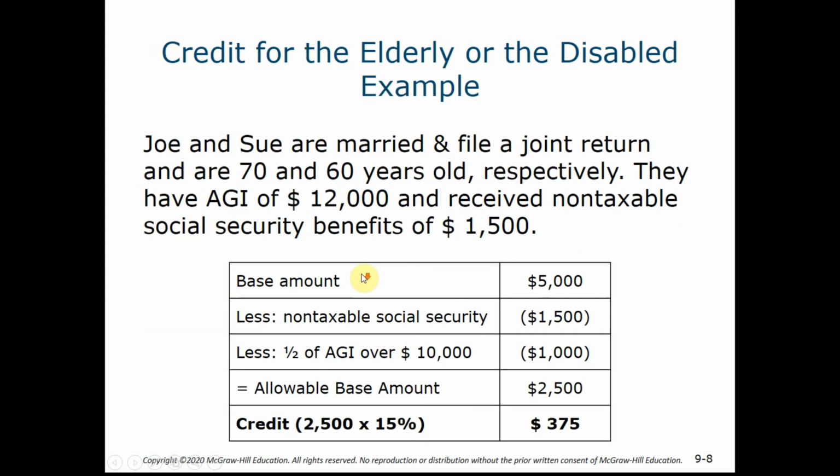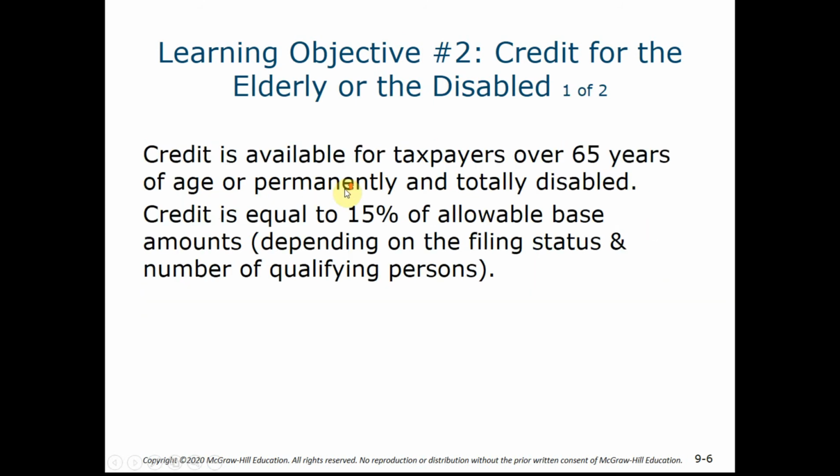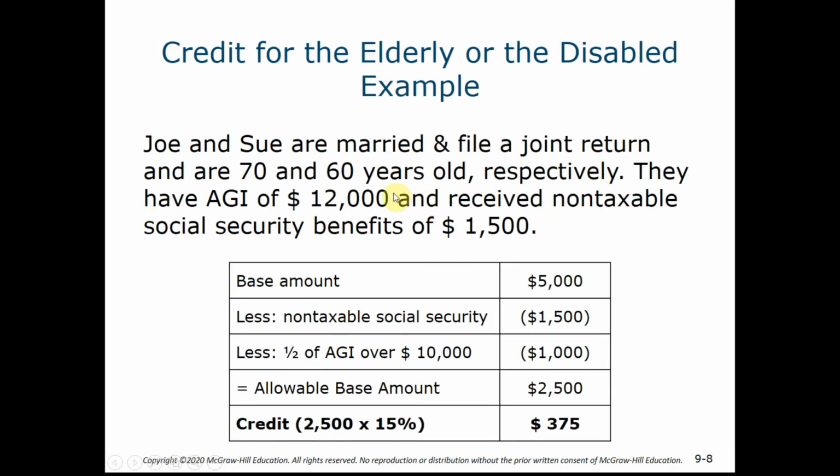And again, I'll walk through the calculation for this credit as well. Let's look at one here on PowerPoint. Joe and Sue are married and file a joint return. They're 70 and 60 years old respectively. Remember that they have to be over 65. This credit's for folks over 65. In this example then, Sue would not be qualified for the credit, but Joe would be since he's over 65. They have AGI of $12,000 and receive non-taxable Social Security benefits of $1,500.